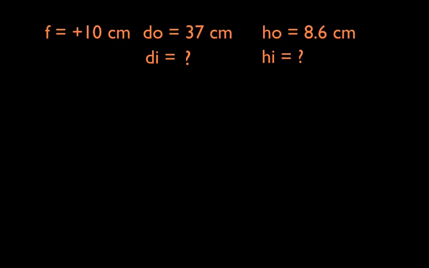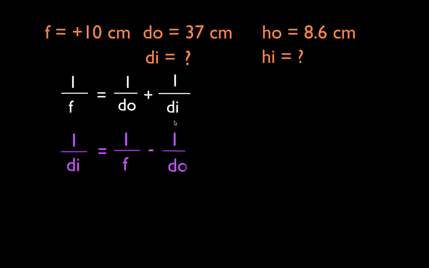Okay, so once again, here's all the information. We want to find the DI. We're going to do the DI first. We're going to do that with the thin lens equation. The thin lens equation is 1 over f equals 1 over DO plus 1 over DI. And we want to solve for DI, so we're going to switch some things around here. We're going to subtract 1 over DO from both sides. And we get that 1 over DI is equal to 1 over f minus 1 over DO. And again, we're solving for the image distance, which is down here, 1 over DI. Okay, now we can simply plug the numbers in.